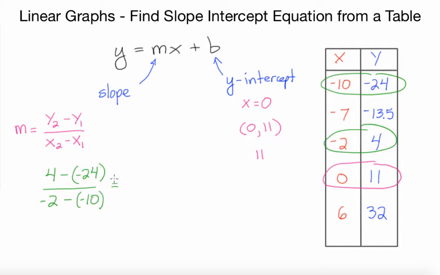So 4 minus negative 24 becomes 4 plus 24, which is just 28. All right, negative 2 minus negative 10 becomes negative 2 plus 10, which is just positive 8. So I got a fraction. I can reduce it by dividing the top and bottom by 2. 28 divided by 2 is 14, so I get 14 over 4. I can reduce that down again to get 7 over 2. And 7 over 2 I could rewrite as 3.5. So there is the slope of the line. So my slope is 3.5.